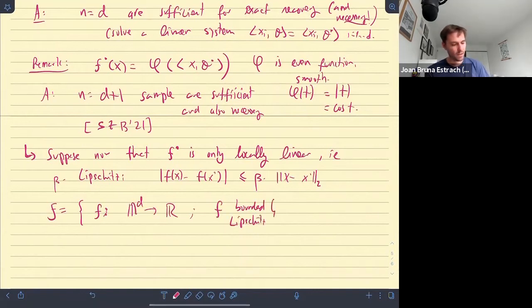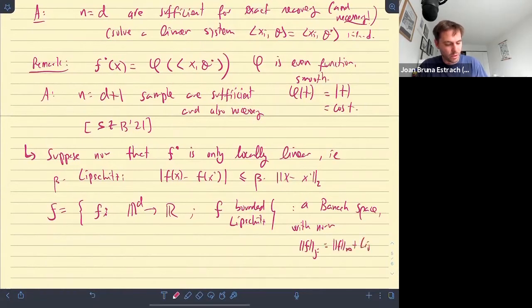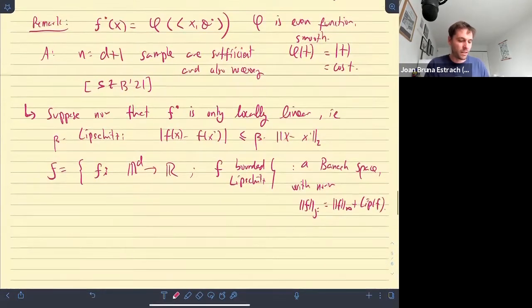Okay. So it turns out that this is a Banach space, right? With norm, you can think that the norm of f in that space is essentially the sup of the function plus the Lipschitz constant of the function. I didn't define what the Lipschitz constant is, but in this definition here, the Lipschitz constant of a function f is the smallest beta that makes this inequality true. So it's the smallest beta that you can plug in here so that this is true.